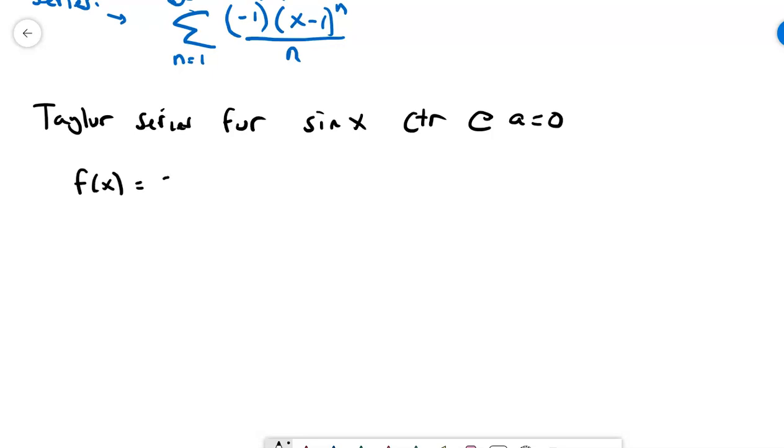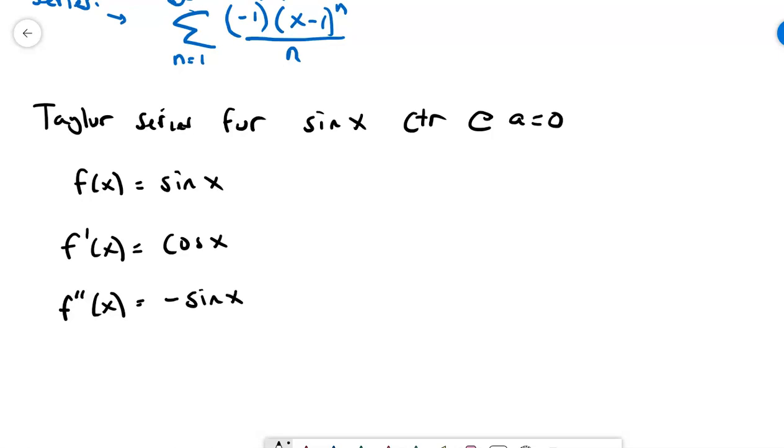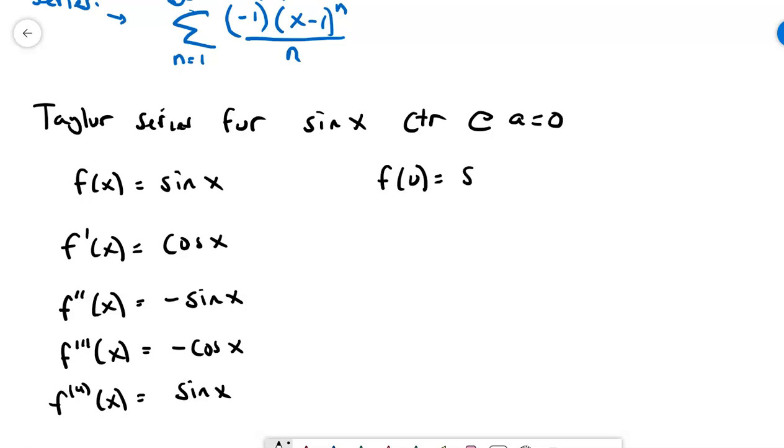So f of x is sine of x. F prime of x is going to be cosine x, right? Remember derivatives, so the derivative of sine is cosine. The derivative of cosine is negative sine. The derivative of negative sine is negative cosine. And the derivative of negative cosine brings me back to sine. Now, a funny thing happens when I go to evaluate it at 0. F of 0 means the sine of 0, which is 0.